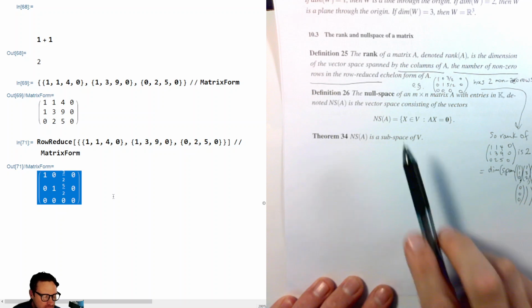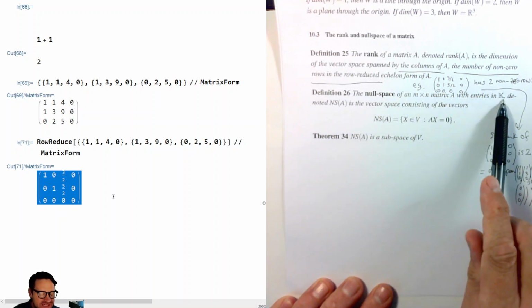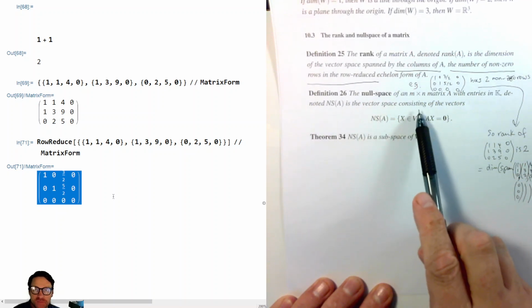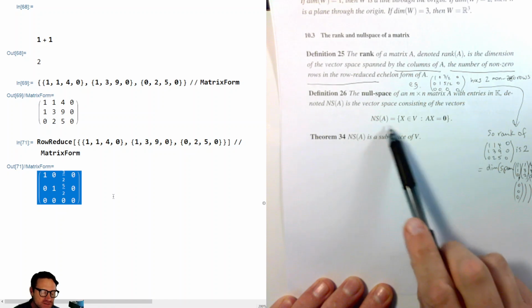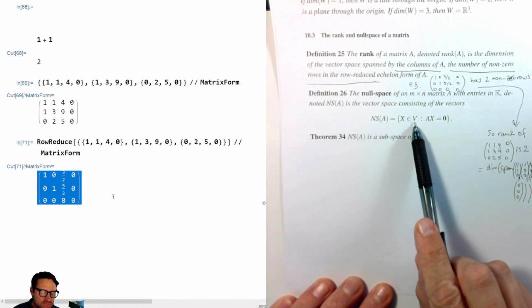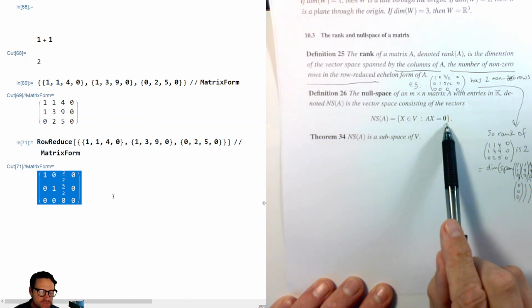Okay. The null space of an M by N matrix A with entries in K, denoted NS of A, is the vector space consisting of the vectors X in V such that A times X is equal to the 0 vector.